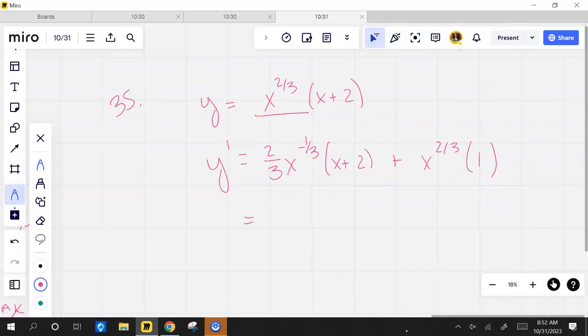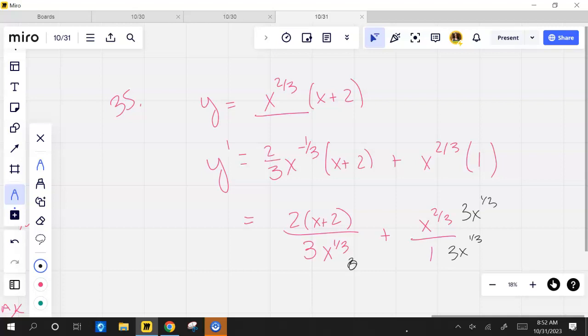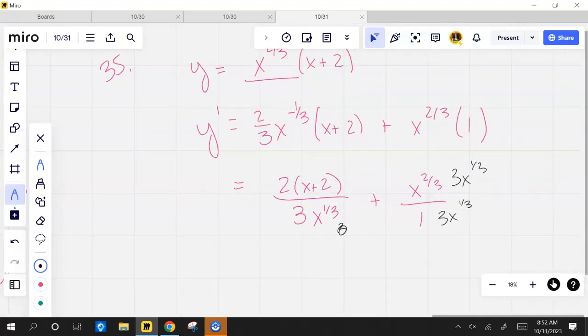Again, this is going to be like a common denominator type situation. So up top, I got a 2 and an x plus 2. And on the bottom, I've got a 3 and an x to the 1/3, or a cube root of x. Over here, I've just got x to the 2/3. So I'm going to give them both a 3x to the 1/3, top and bottom. This one already has it. Which would be 2x plus 2. There's a 3 here. That's going to make that a 6.